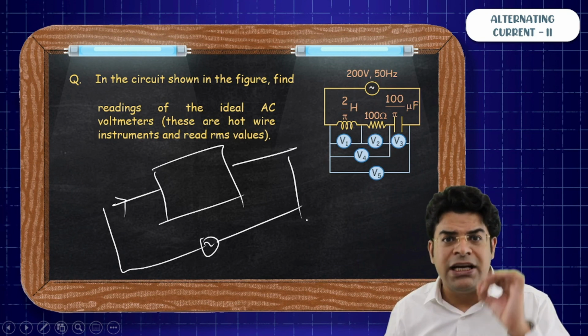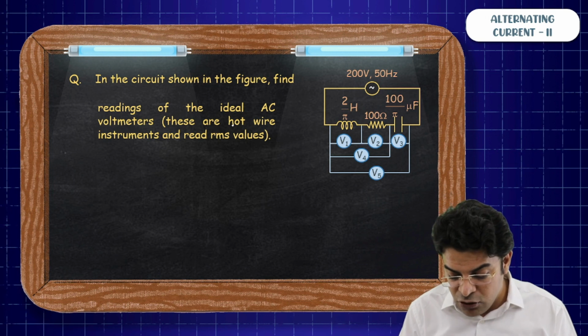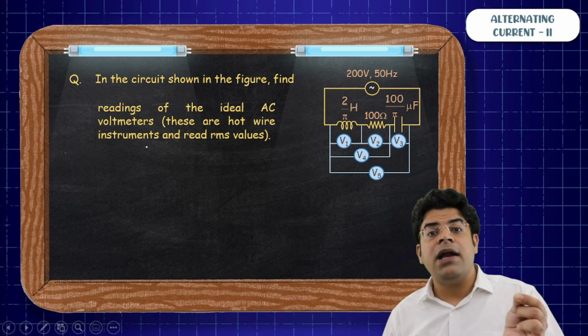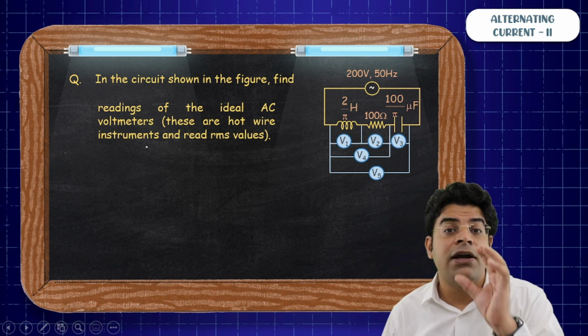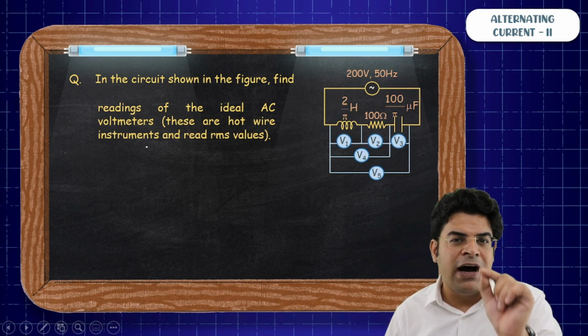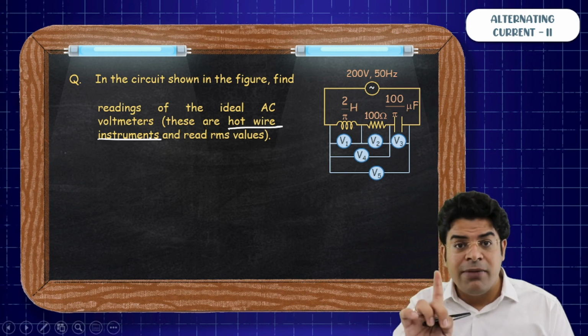So as to measure AC, we use different type of galvanometers. Such galvanometers are called hot wire instruments. They measure the current flowing in the circuit on the basis of the heat dissipated through the hot wire instrument, and that depends upon the value of IRMS. Hence, hot wire instruments measure IRMS and VRMS.